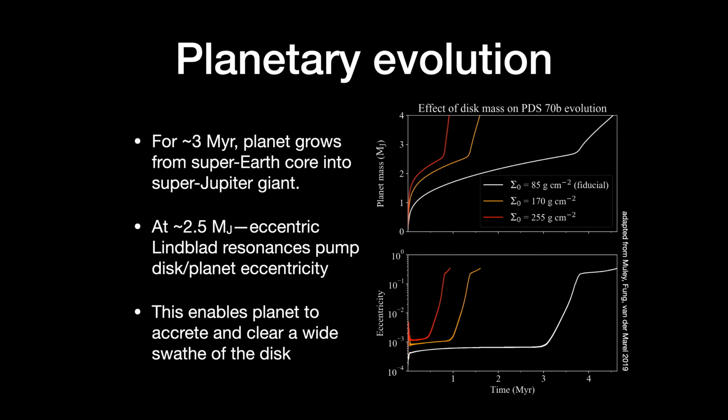And this is a result that holds across a wide range of surface density, except what happens when you have a higher surface density is you reach that critical cutoff mass of eccentricity sooner, so the whole evolution happens a lot faster. So that's the main difference between these 3 white, orange, and red runs here.